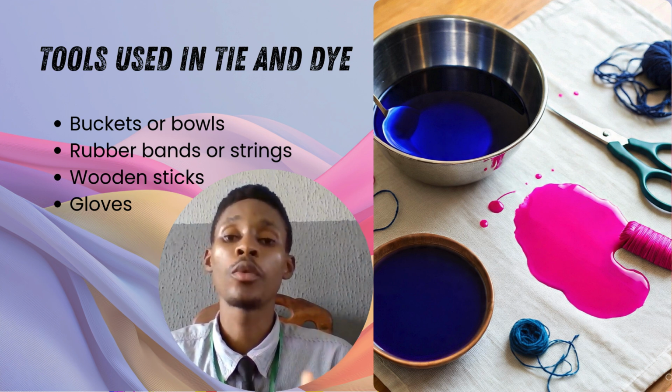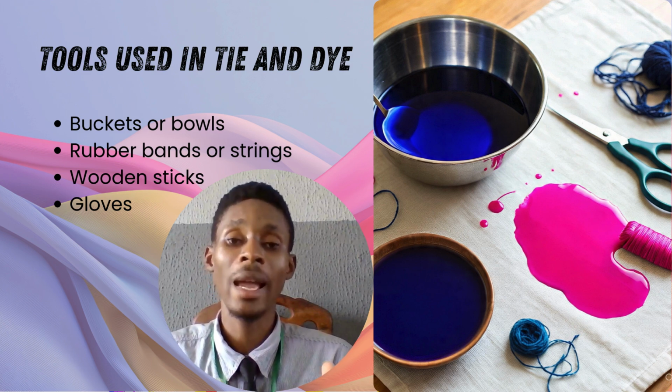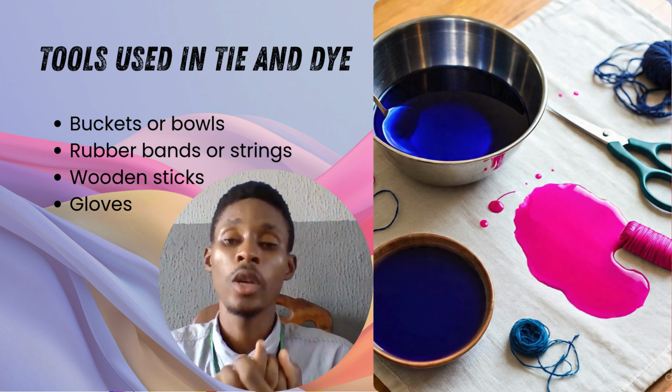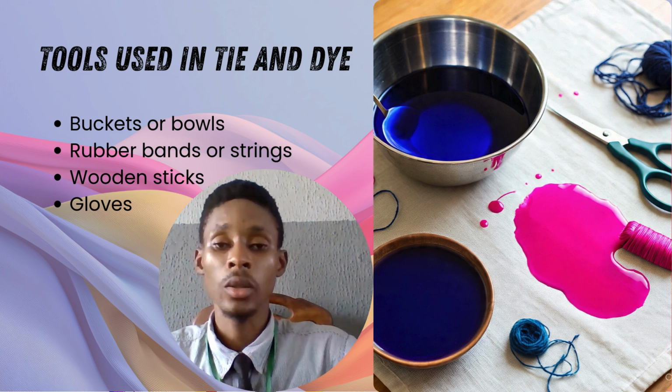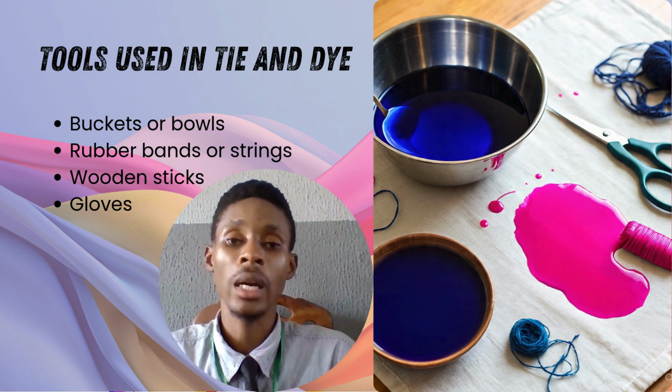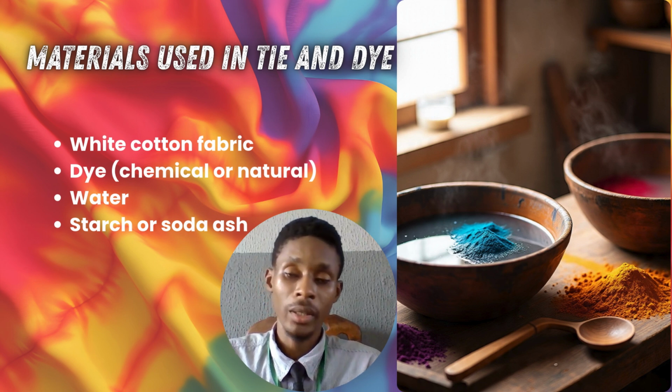Then we have our gloves to protect our hands from chemicals, because the dye is a chemical substance that can be harmful to our skin. So you have to use the gloves and also use a wooden stick to stir it around and do the necessary things with it. Now, have you gone through the tools used in creating tie and dye?